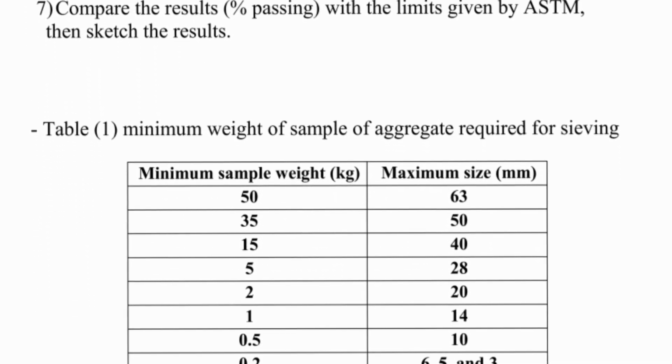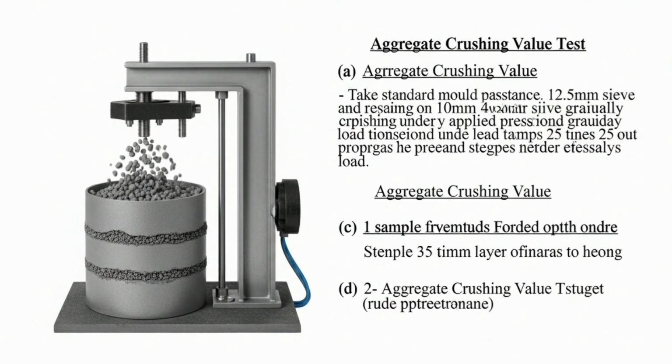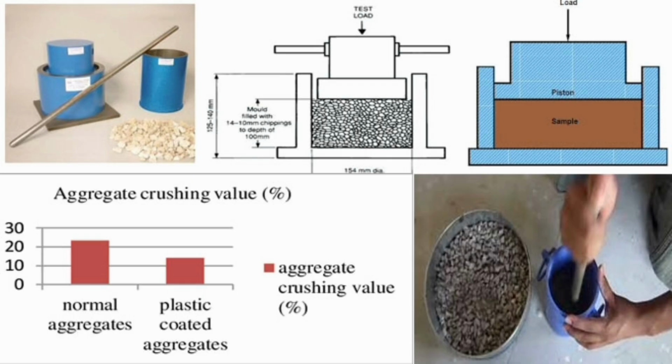We take a sample of aggregate passing a 12.5 mm sieve and retained on a 10 mm sieve. We fill a standard cylindrical mold in 3 layers, tamping each layer 25 times. Then we place the assembly in a compression testing machine and apply a load of 40 tons over 10 minutes. The load is released, and the sample is sieved on a 2.36 mm sieve. The aggregate crushing value is the percentage of material that passes the sieve, indicating the crushed material. A lower percentage means a stronger aggregate.